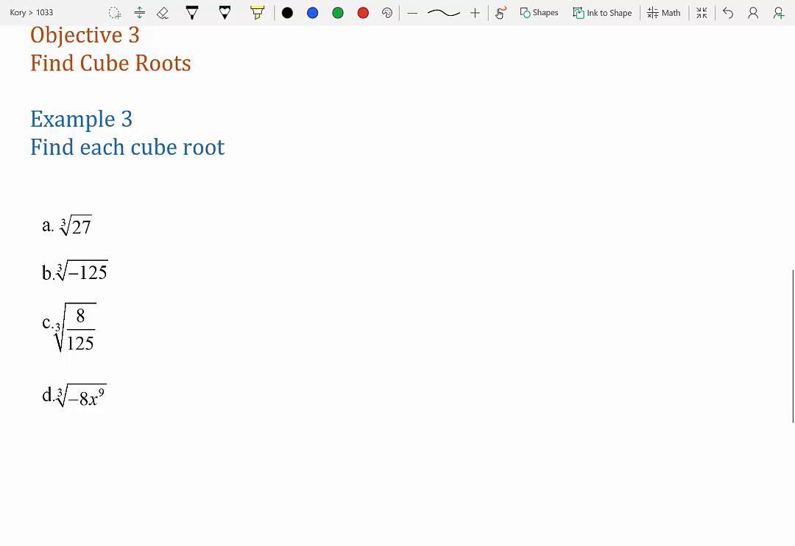Alright, objective 3, finding cube roots. So cube roots mean that the index is 3. So it's what 3 numbers multiplied to the radicand. So for 27, that's 3, because 3 times 3 times 3 is 27. Negative 125, you can have that because the index is not even, because negative 5 times negative 5 times negative 5 is negative 125. You do get a negative out of that.